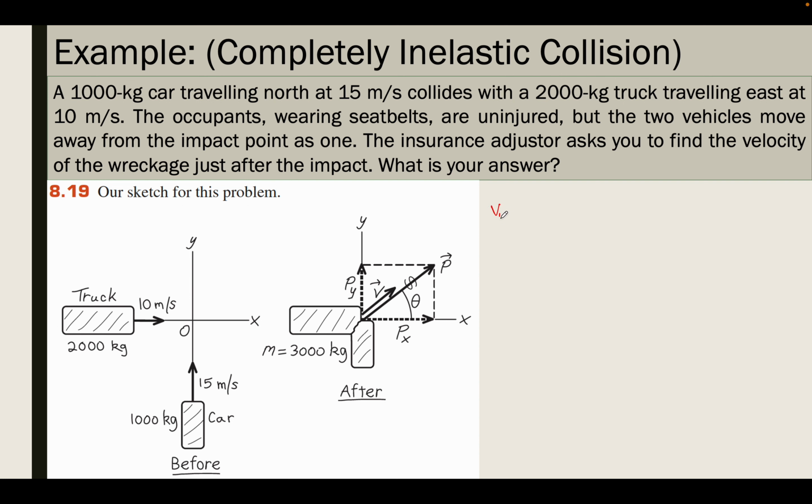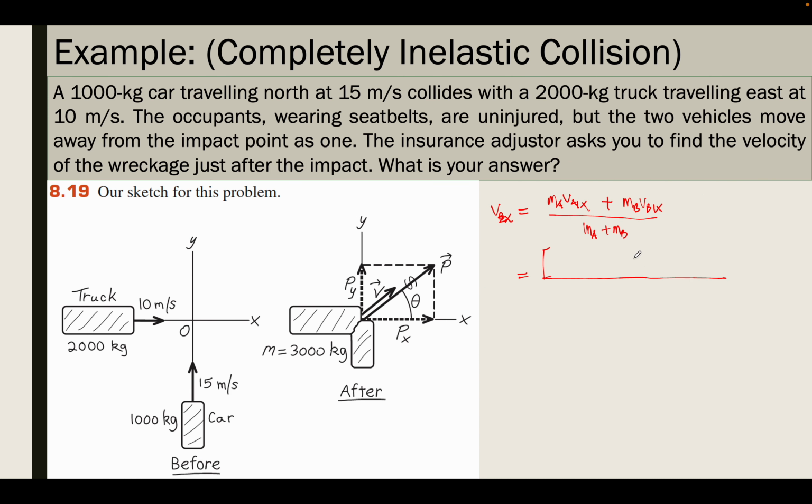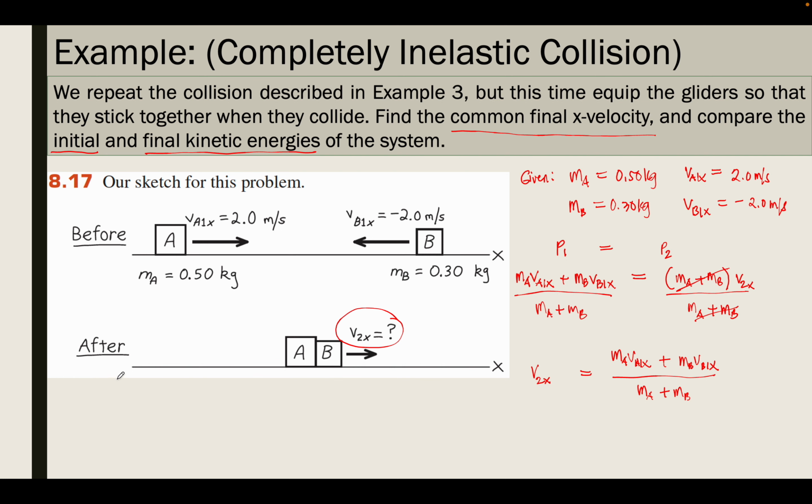So again, V2x is equal to MA VA1x plus MB VB1x divided by MA plus MB. So substituting their corresponding values, we have MA, that is another example. Okay, so let's continue here.